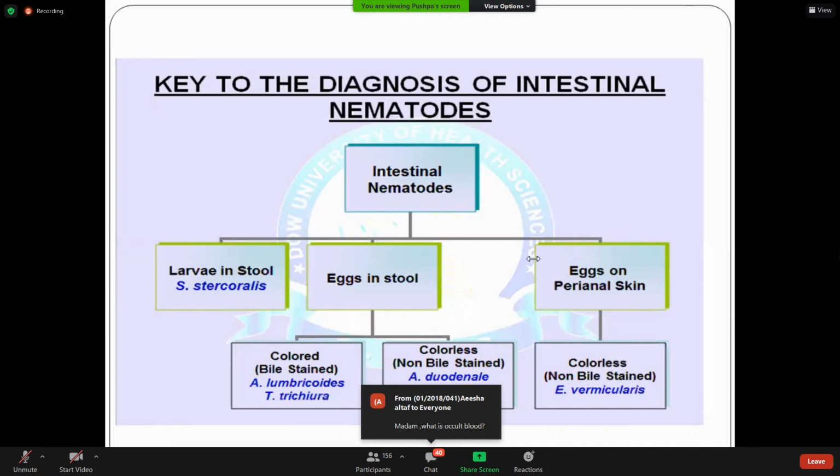What is occult blood? Aisha Altaf. Occult blood is the blood which you cannot see with the naked eye. It is hidden because it's not obvious. The stool is not red but brown in color. We test it when we suspect some worm infestation, because these worms, when they puncture the intestinal lumen, take their nutrition from the blood of the human being, and the blood oozes there. This blood is excreted in the stool also. So in certain parasitic infections, we do this test.